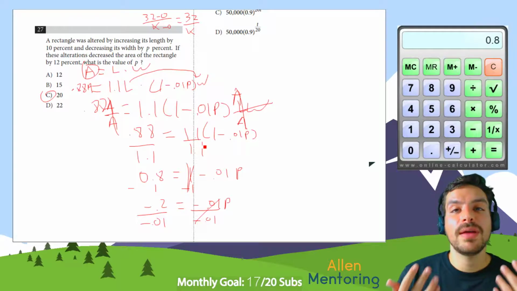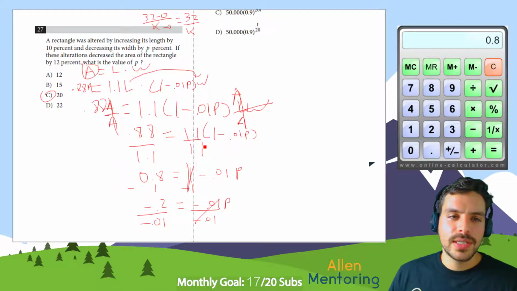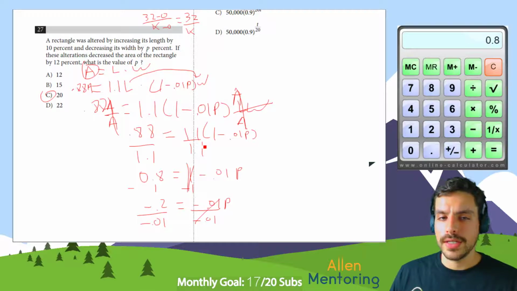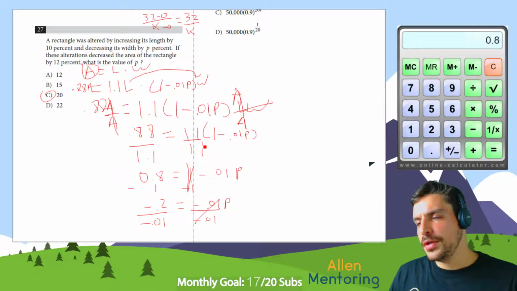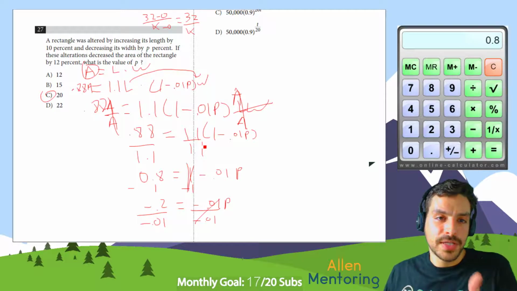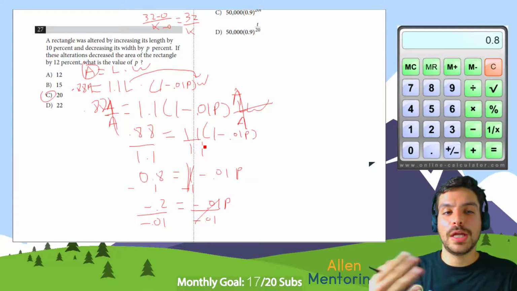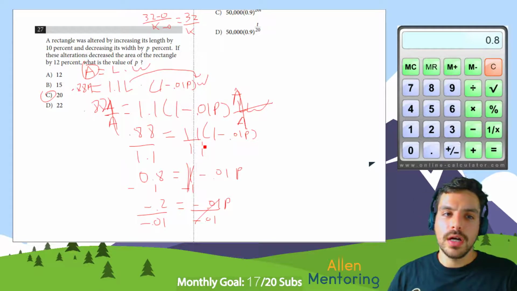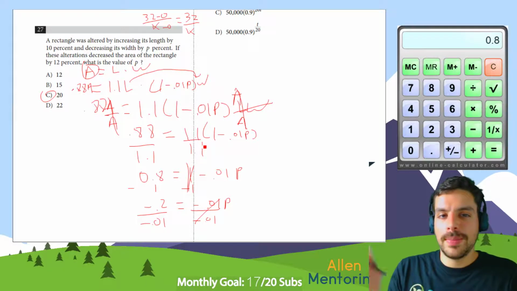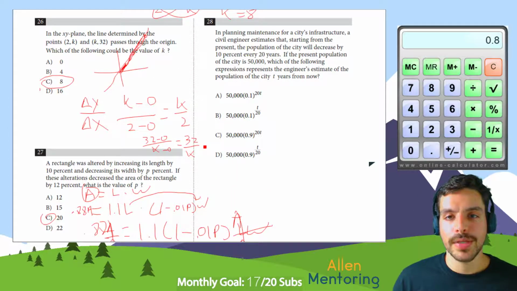If the algebraic method was too complicated, you could also try by plugging in your own number. You could say, okay, so the length of the rectangle is 10, and then you can change it to be 11, right? Because it increases by 10%. And then you could try to find out what value of P would actually make it work if you were to decrease it by that much percent. All right, so you could also try it by using your own numbers here.